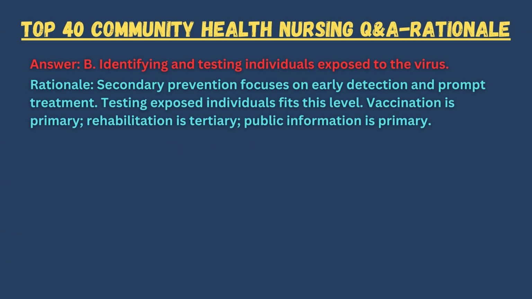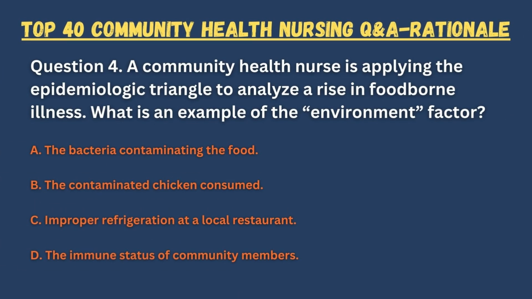Answer. B. Identifying and testing individuals exposed to the virus. Rationale. Secondary prevention focuses on early detection and prompt treatment. Testing exposed individuals fits this level. Vaccination is primary. Rehabilitation is tertiary. Public information is primary.